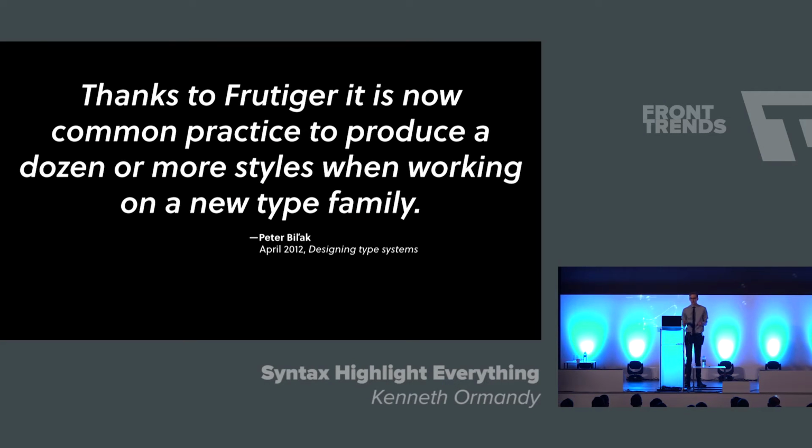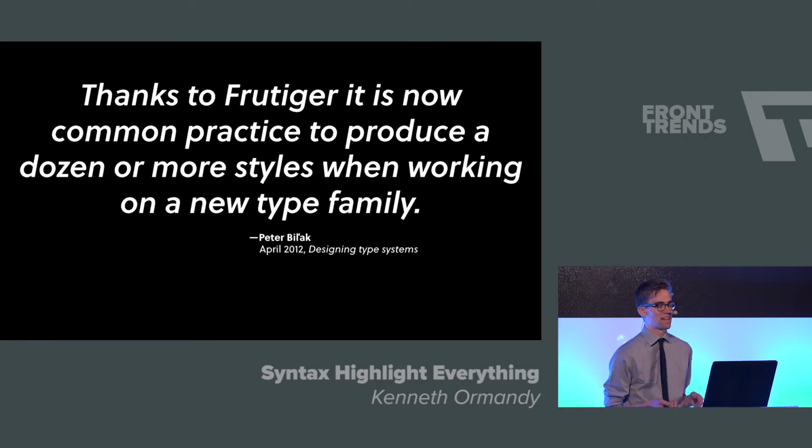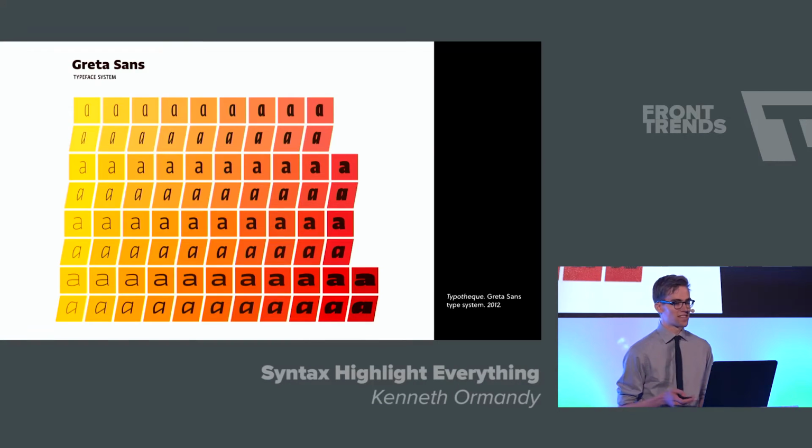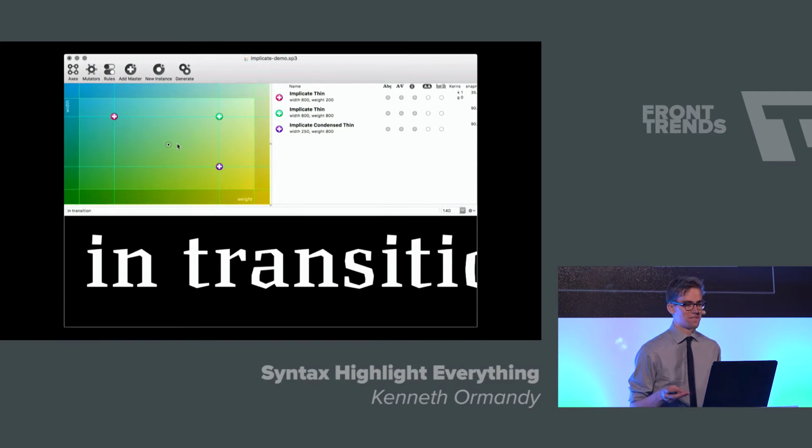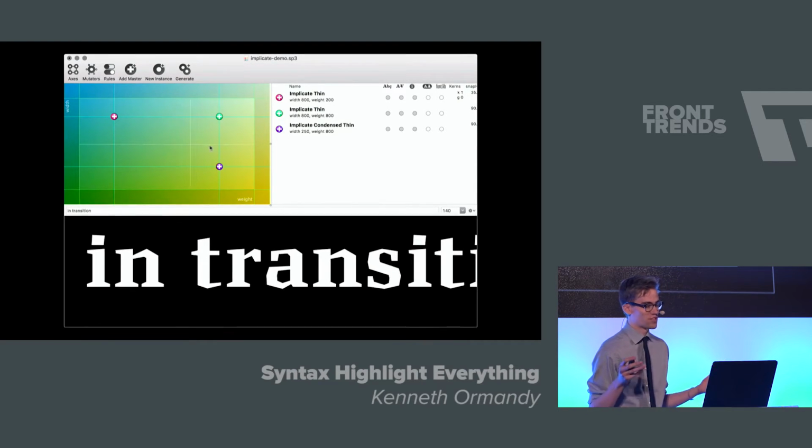Peter Bilak says, thanks to Frutiger, it is now common practice to produce a dozen or more styles when working on a new type family. Very sadly, Adrian Frutiger passed away last year, but his typeface, Univers, in the 1960s was an early multi-axis typeface that used a system of weights and widths, design inspired by the periodic table. And this is reflected in a later project of Peter Bilak's, Greta Sans, which uses many weights and widths to create a comprehensive type family. And this is something that's become more and more common. It's the norm for type designers now to use interpolation to find where their typefaces exist within extremes.